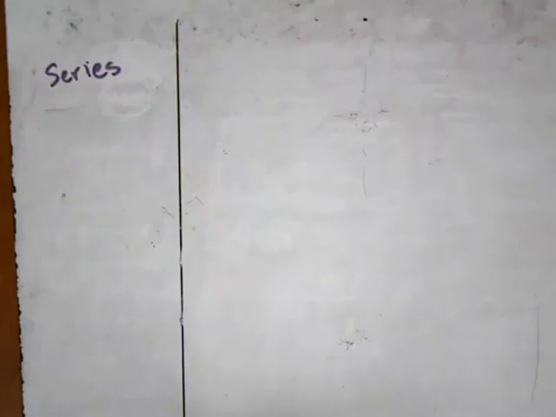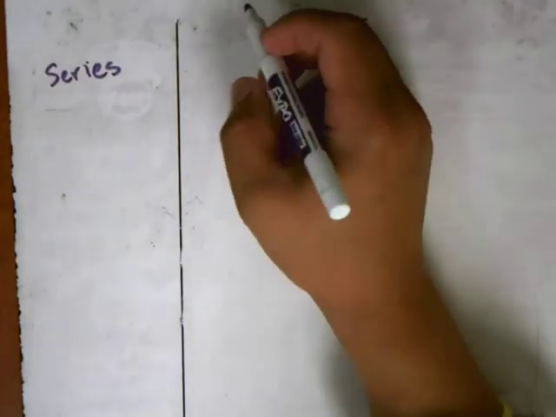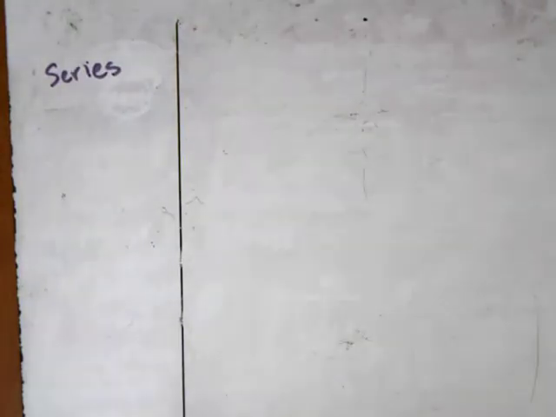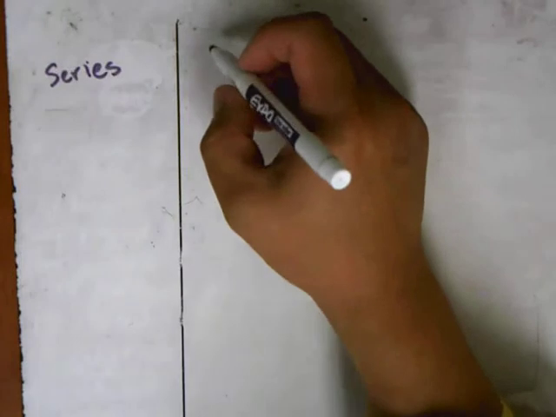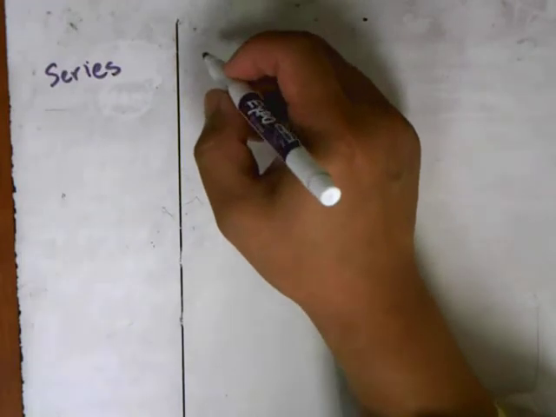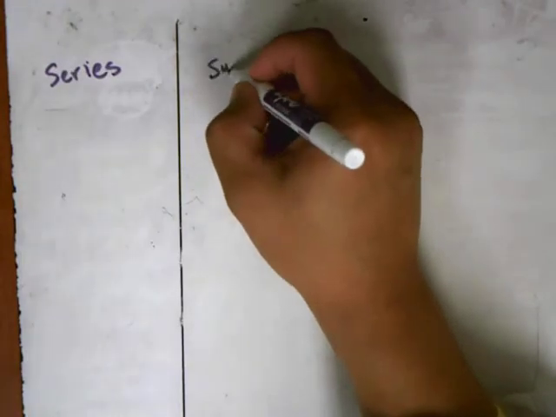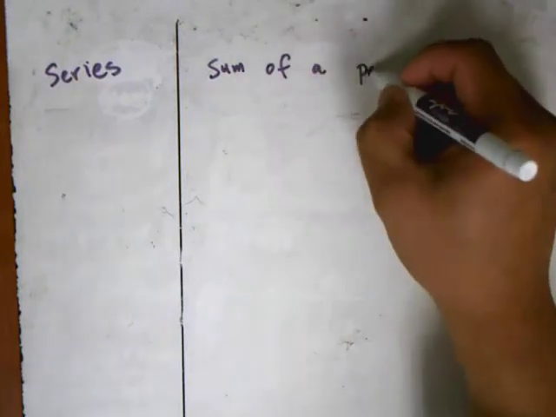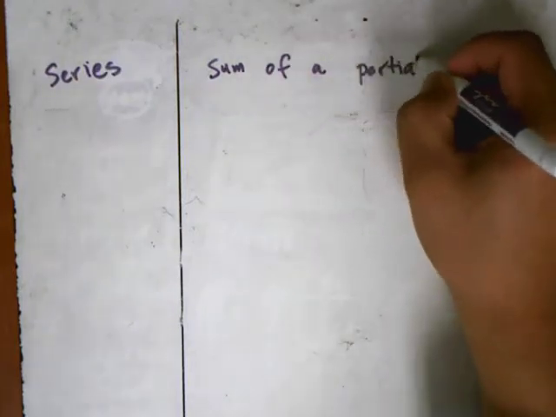And we'll start with the definition, and this is really more of a layman's definition than a precise mathematical definition. We'll get to the math definition later, but for now, this layman's terms will work just fine. So a series is basically the sum of a sequence or a partial sequence.